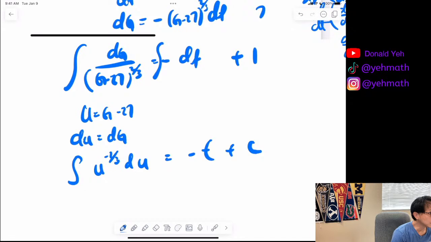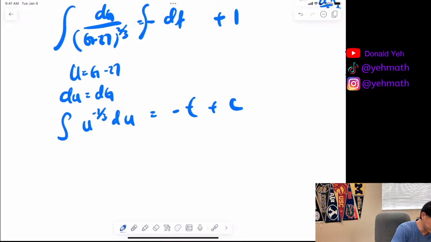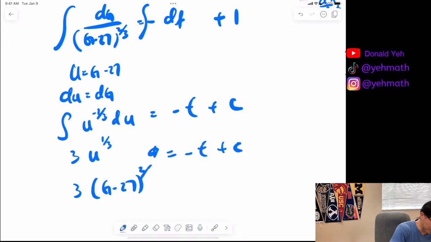Is that okay? Because integration of dt is t. Am I doing all right? Let me know if I'm doing wrong. Okay, what's integration of u to the negative 2/3? It's 3 u to the 1/3, and it's equal to negative t plus c. So 3 times g minus 27 to the 1/3 equal to negative t plus c. Oh, 1/3. I can't read.